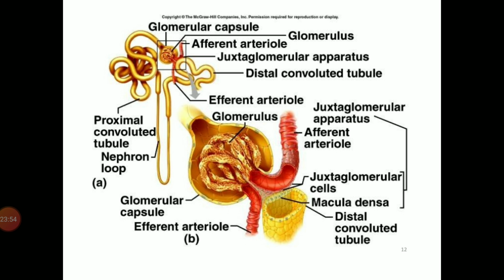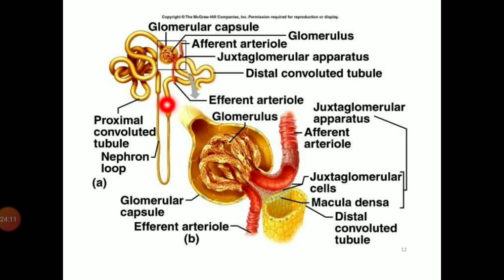Now we are talking about this loop of Henle, right? We had come up to the thicker ascending limb of the loop of Henle. Now, from the glomerular capsule, the blood was ultrafiltrated, going into the PCT, going into the loop of Henle.